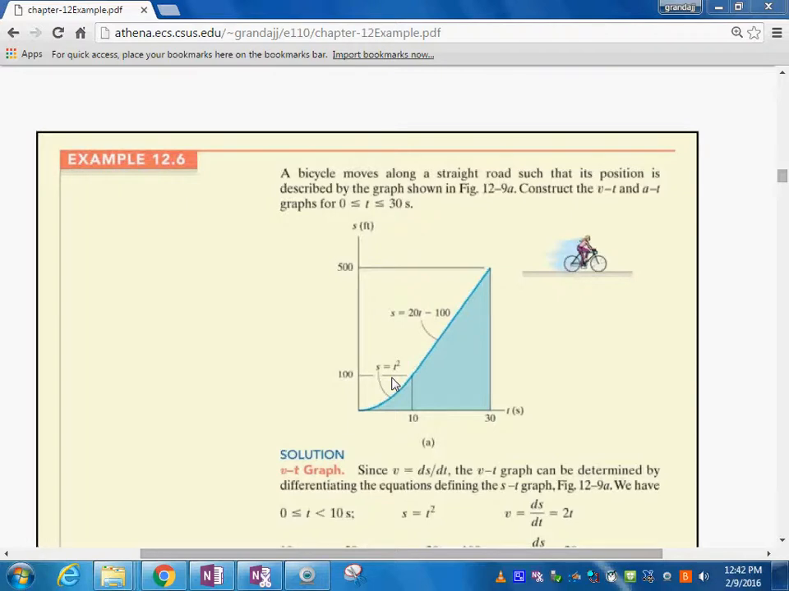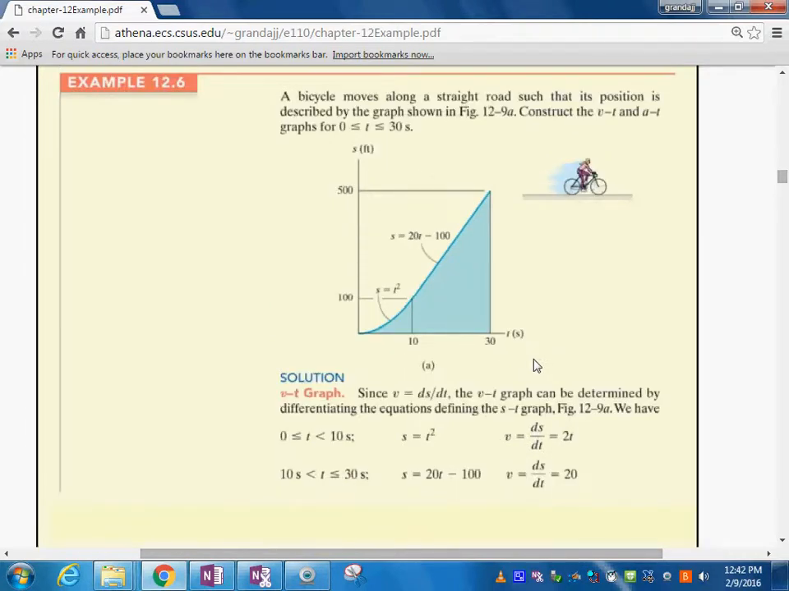So let's just look at this solution here. Since the velocity is ds/dt, the velocity-time diagram can be determined by differentiating the equations that define s. So if you have the case that s is equal to t squared over here, that's the motion here. The velocity is going to be 2t.